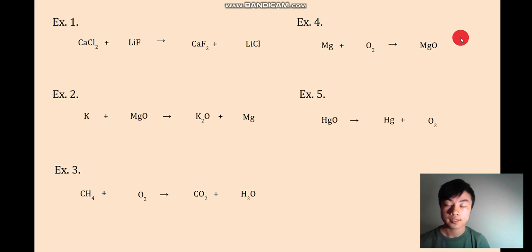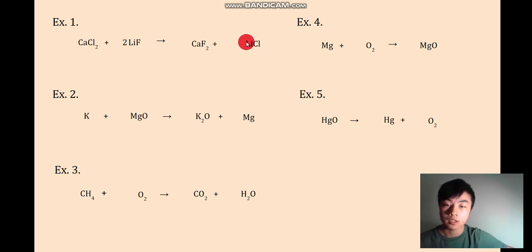So on the first example, I noticed that on the left side there's only one fluorine, and on the right side there's two fluorines. To balance that out, I'm going to put a 2 for my coefficient in front of the LiF. But since I put the 2 in front, that means there's 2 lithiums, and there's only one lithium over here. And you notice how there's 2 chlorines over here.